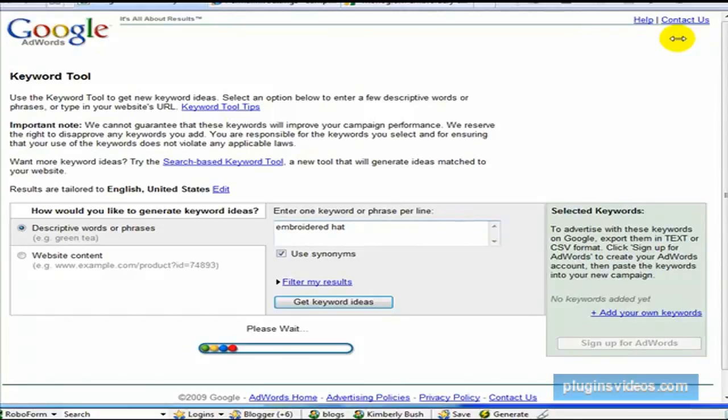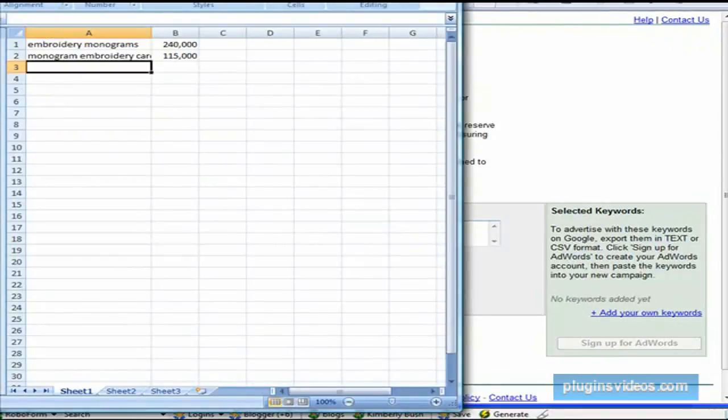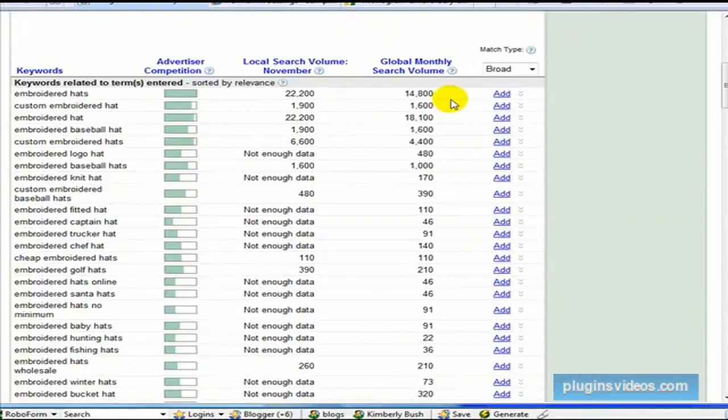Based on the words that I looked up, and I didn't really get too deep, it looked like the whole monogram thing wasn't working out for me because it was a lot of competition, and frankly, monogram embroidery card is not searched for a lot, and yet it has a good amount of competition. So if I was selling them, I'd probably have a page on them. But let's see how we do with these hats here.